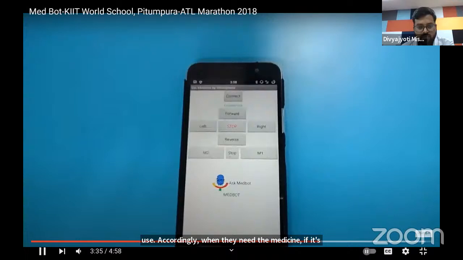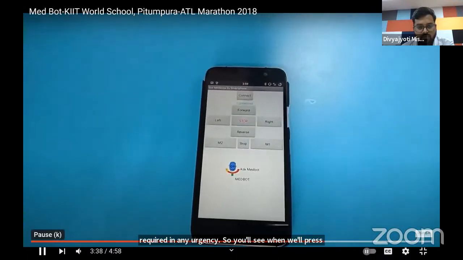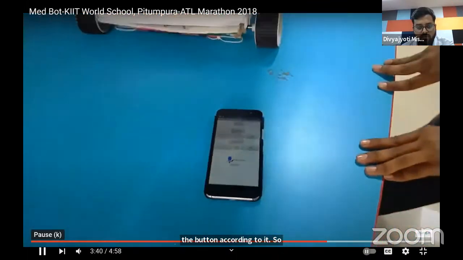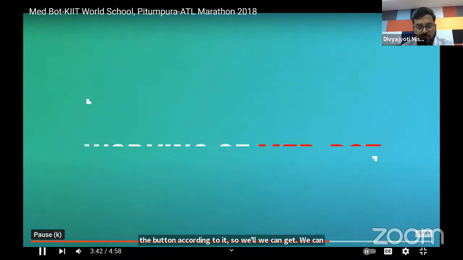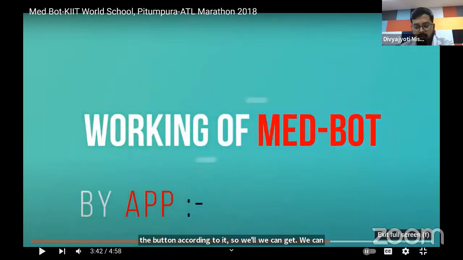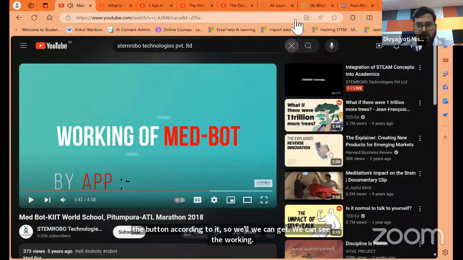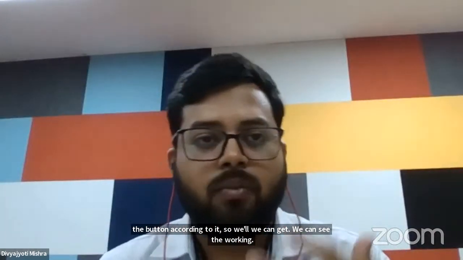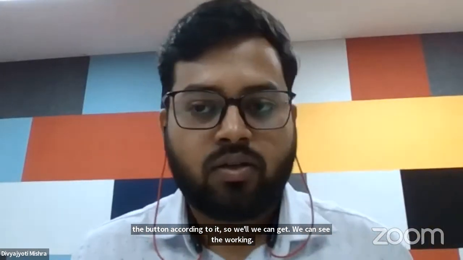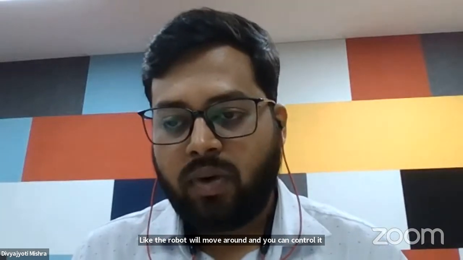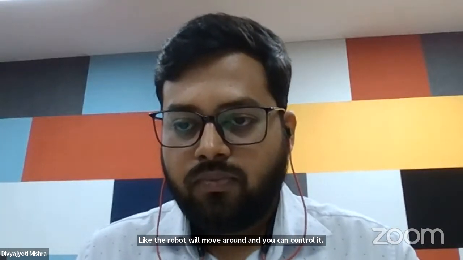So you will see when we press the button, according to it, we can see the working of medbot. This kind of project they have done, where the robot will move around and you can control it using this mobile application. So that is what we are talking about.